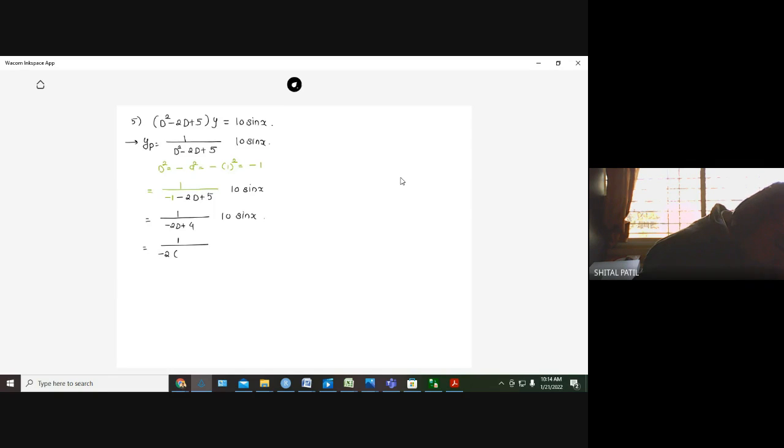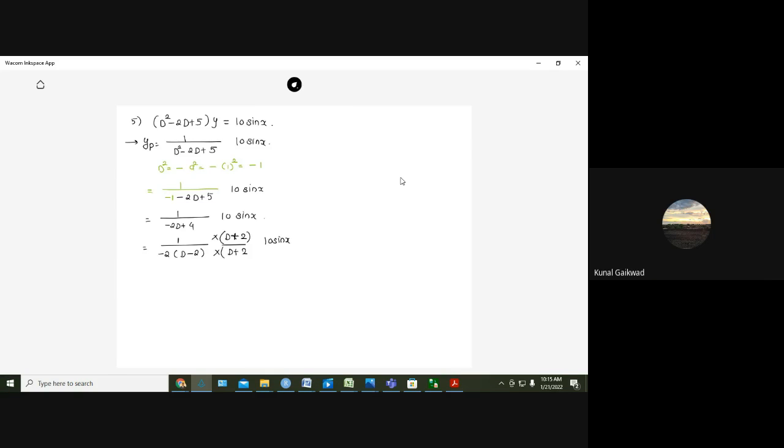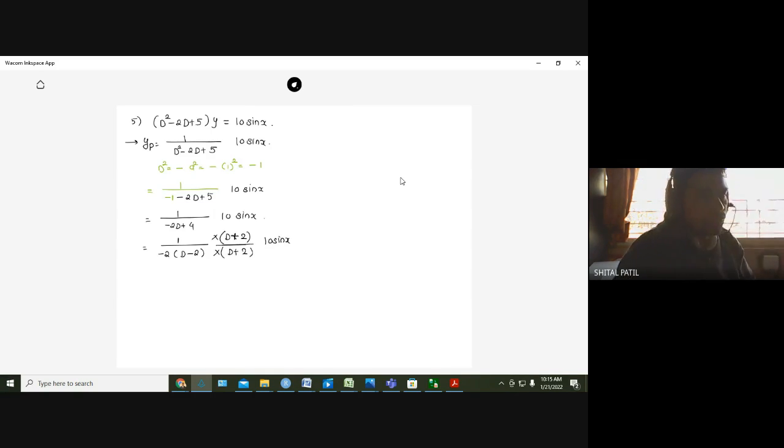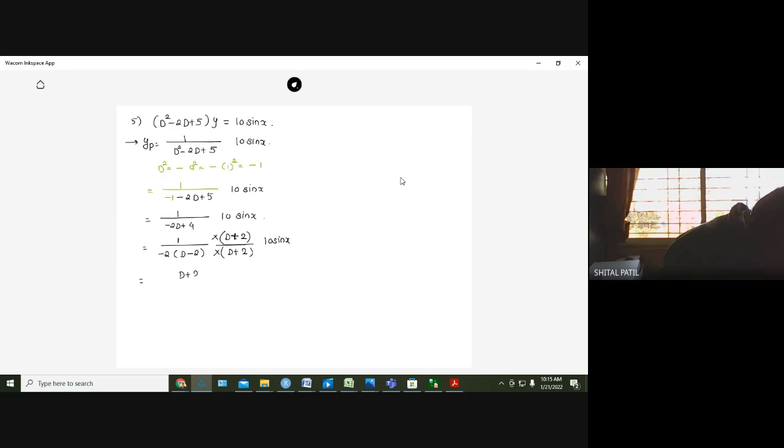Take -2 outside. What is remaining? D minus 2. Now to convert this D into D square, we have to multiply numerator and denominator by D plus 2. Understood now what is to be done? Multiply numerator and denominator by D plus 2, so that we'll get D square in the denominator. I think everyone knows this is A plus B, A minus B. And what is their multiplication? A square minus B square. Very good.